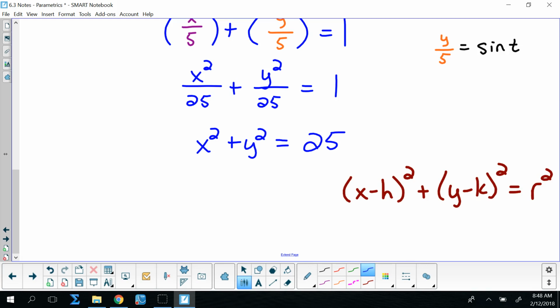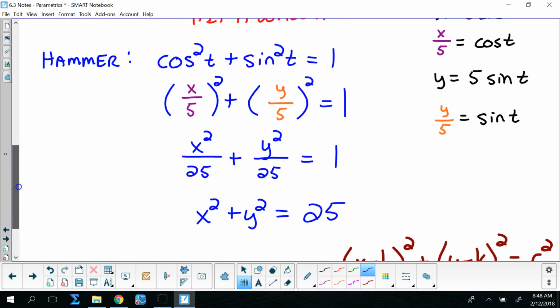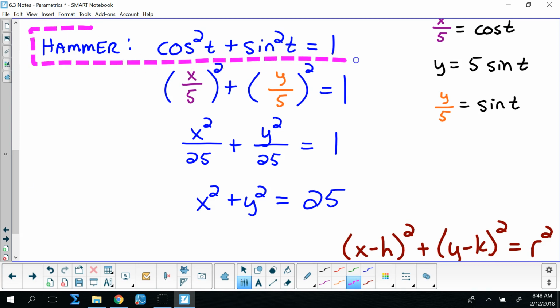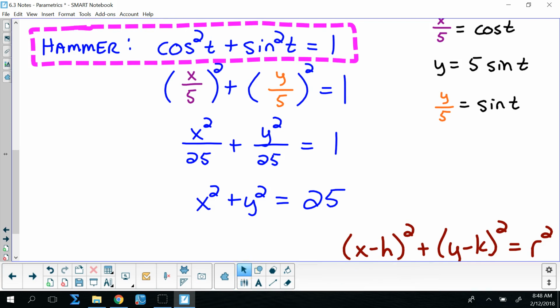That is how you go about eliminating the parameter with any trig function. You have to think of the hammer. When you're using a trig function, you think hammer. If it's a regular algebraic function, then you think substitution. With trig, stop, hammer time.